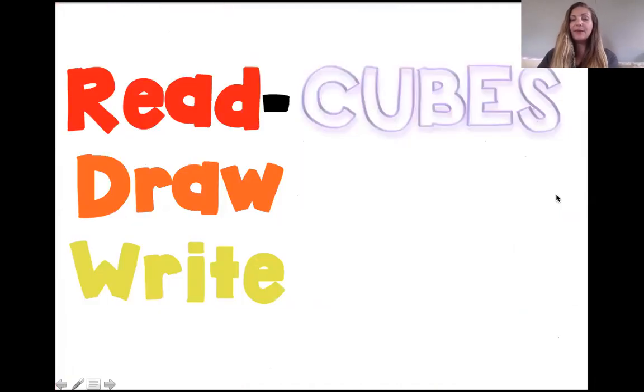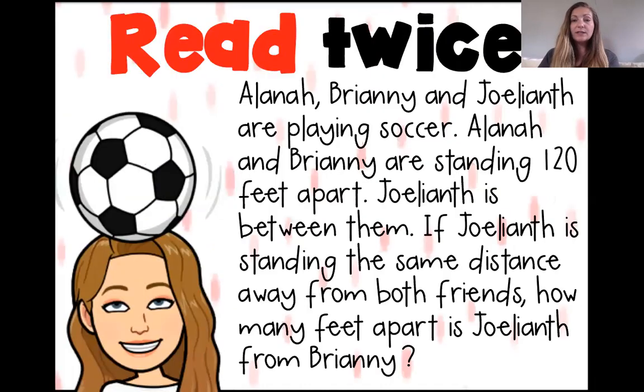So the first time that we read, we want to remember we're just reading, we're trying to figure out what this problem is about. Then the second time we read, we're trying to find more information, and then we're going to go through our cube strategy. So we've read it once, we can read again now. So what was this about after we read it the first time? What's the story about?